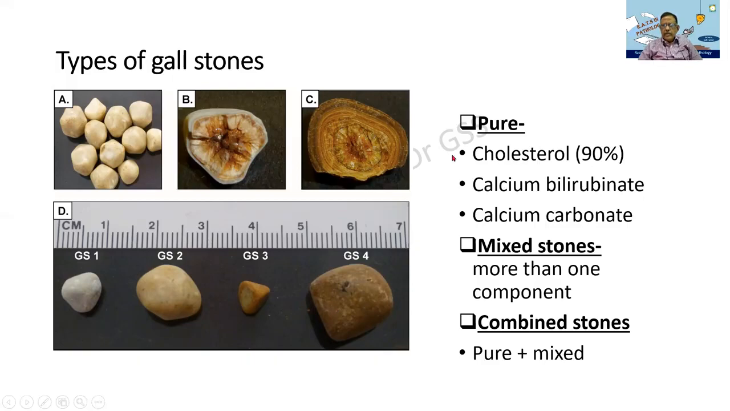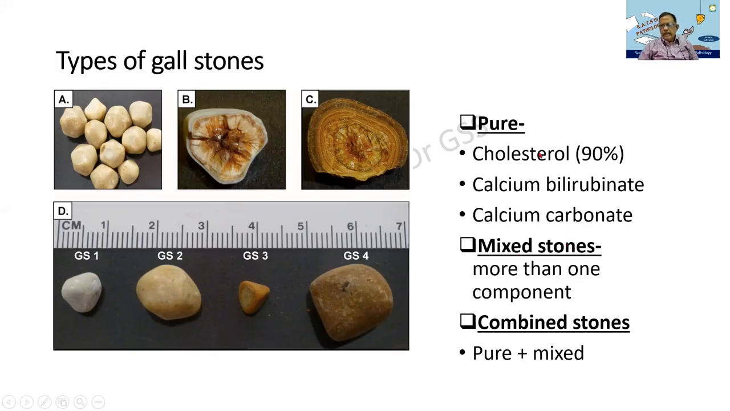The gallstones can be divided into pure stones, mixed stones, and combined stones. Pure stones are mostly cholesterol, 90%. The other are calcium bilirubinate, calcium carbonate. So these are all the pure stones: cholesterol, calcium bilirubinate, calcium carbonate.